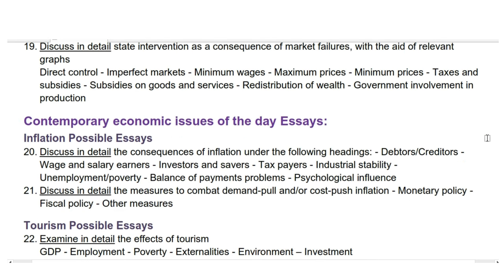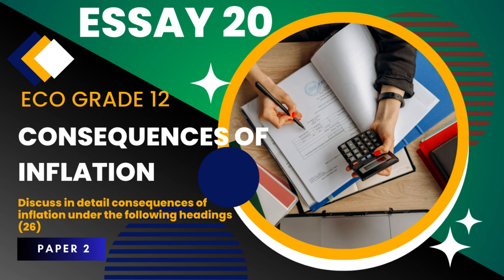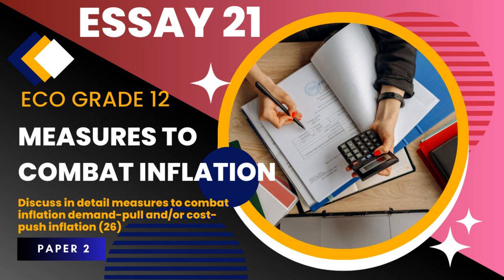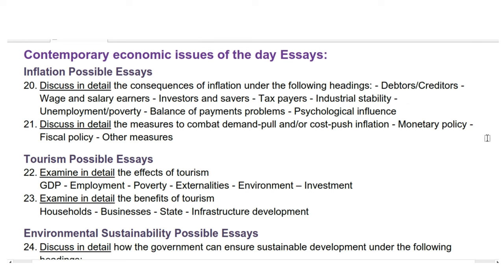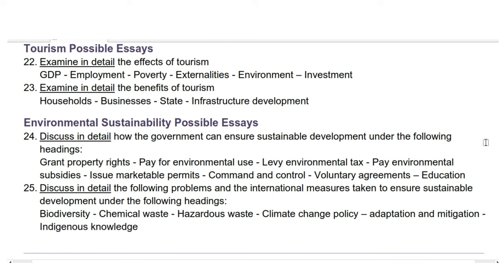Now let's look at essays under contemporary economic issues of the day. Inflation possible essays. Essay number 20. Discuss in detail the consequences of inflation under the following headings: debtors/creditors, wage and salary earners, investors and savers, taxpayers, industrial stability, unemployment/poverty, balance of payments problems, psychological influence. Essay 21. Discuss in detail the measures to combat demand pull and/or cost push inflation: monetary policy, fiscal policy, other measures. Under tourism, we have two possible essays, and they are 22nd and 23rd on our list.